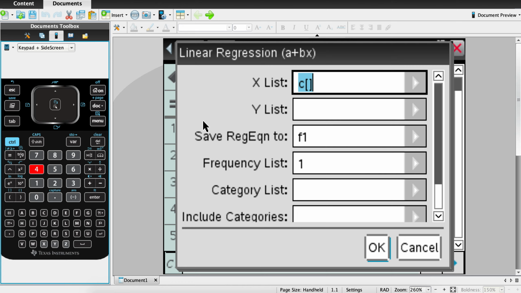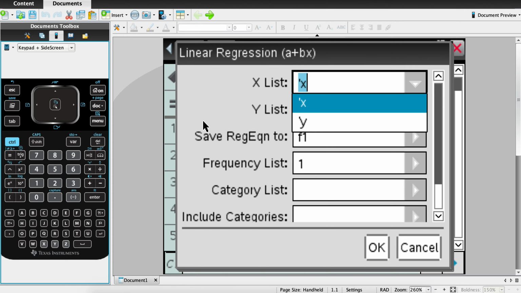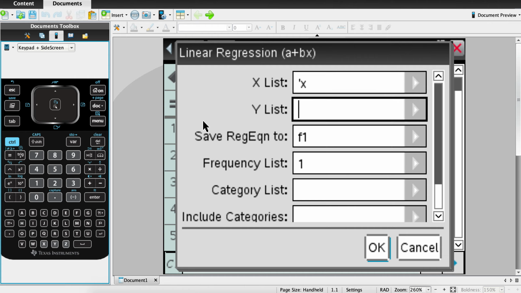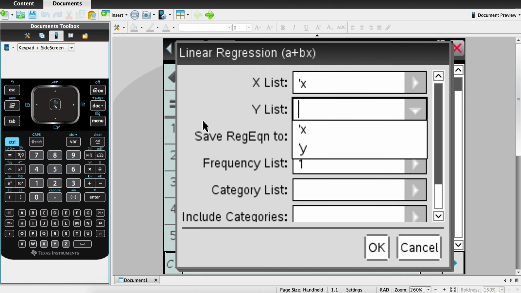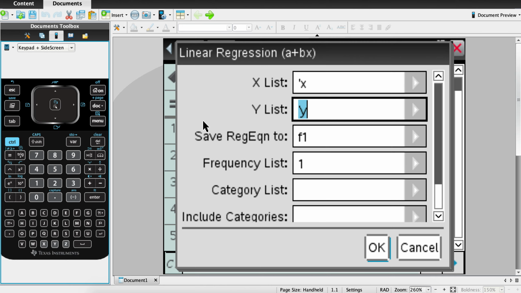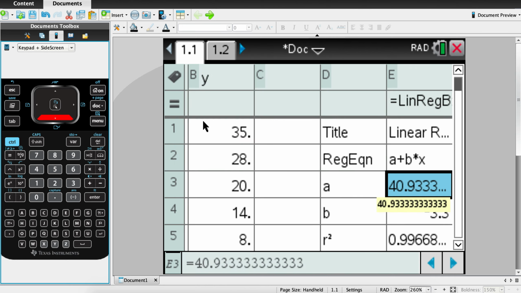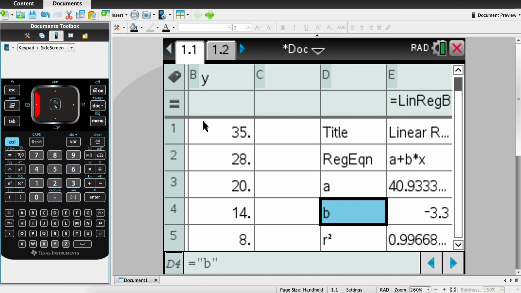Be particularly helpful next year in year 12. X list is obviously our EV, so I'm just going to press the sideways arrow and select X, and then tab to Y list, select your RV, in this case it's Y, and then press enter. Just scroll down a little bit for me and you'll see A, that's our y-intercept, and B, there is our slope. So all we need to do now is write those numbers to the correct number of significant figures.